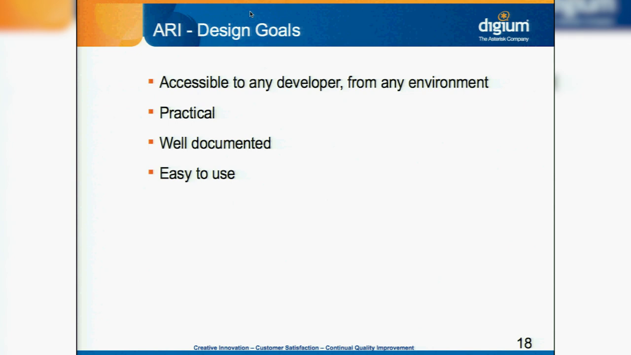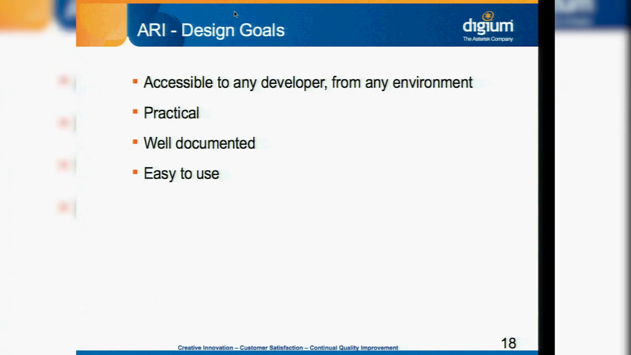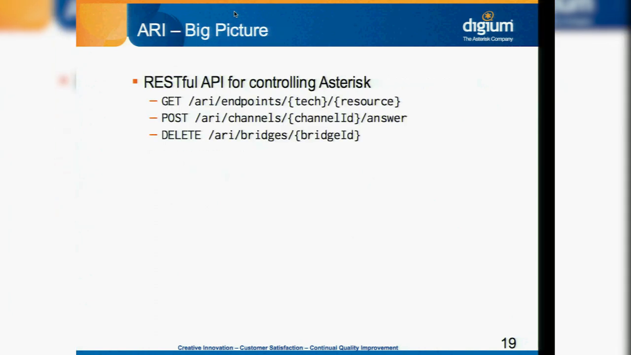Another key design criteria was that we wanted the API to be well documented. And enforcing good documentation and providing good documentation had an interesting impact on the API design itself, as I think you'll see when we get into demonstrating how you'd use it. And also, we wanted to make the API easy to use, easy to discover, and easy to get into.